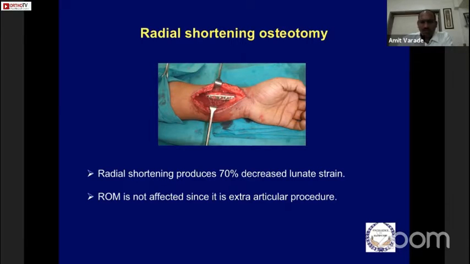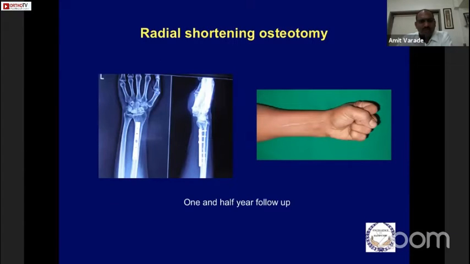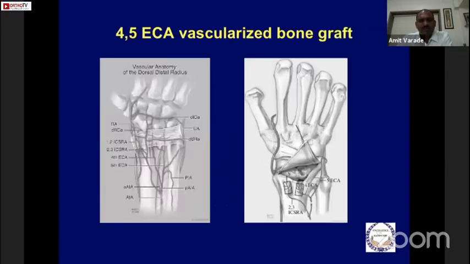Though there are a lot of procedures described, such as osteotomy at the metaphyseal level also. So the same patient, 1.5-year follow-up, osteotomy site has healed nicely, and this patient had very good symptomatic relief. Another procedure for this group of patients is vascularized bone graft.